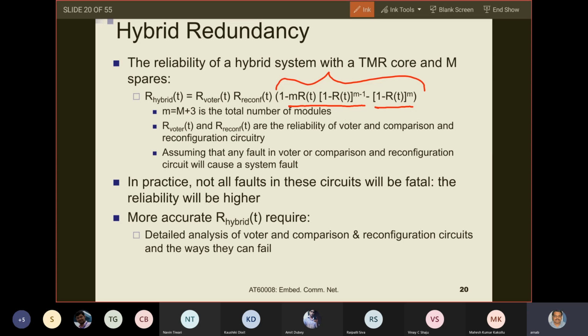And 1 minus RT to the power m is telling me that all modules are not working correctly. Sorry, I told the opposite, na? So 1 minus of m into RT into 1 minus RT to the power m minus 1 minus this one is telling me the rest. That means at least two of the modules are working correctly. Is that okay? Based on what you said, you corrected me. I was making a mistake.